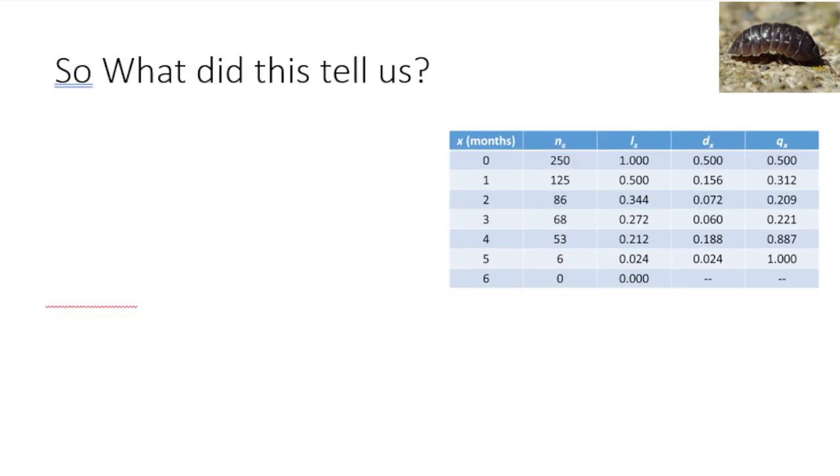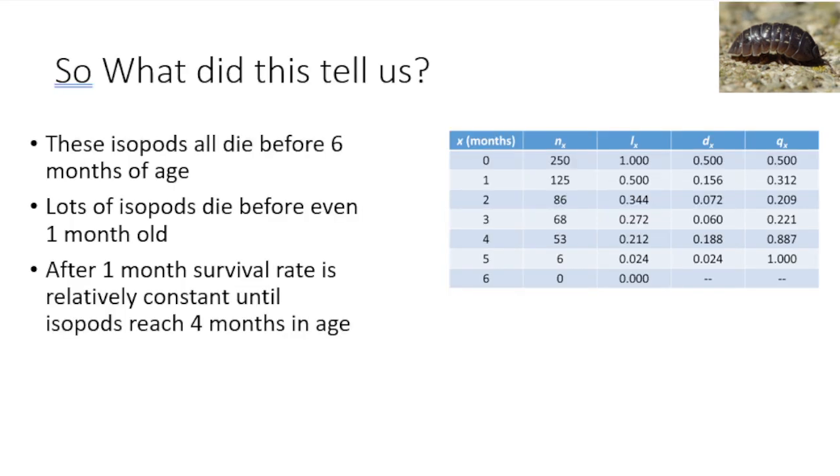So what does this chart tell us? Well, it tells us that they all die before 6 months of age, that a lot of isopods die before they even get 1 month old. And after 1 month, survivorship rate is relatively constant until isopods reach 4 months of age.